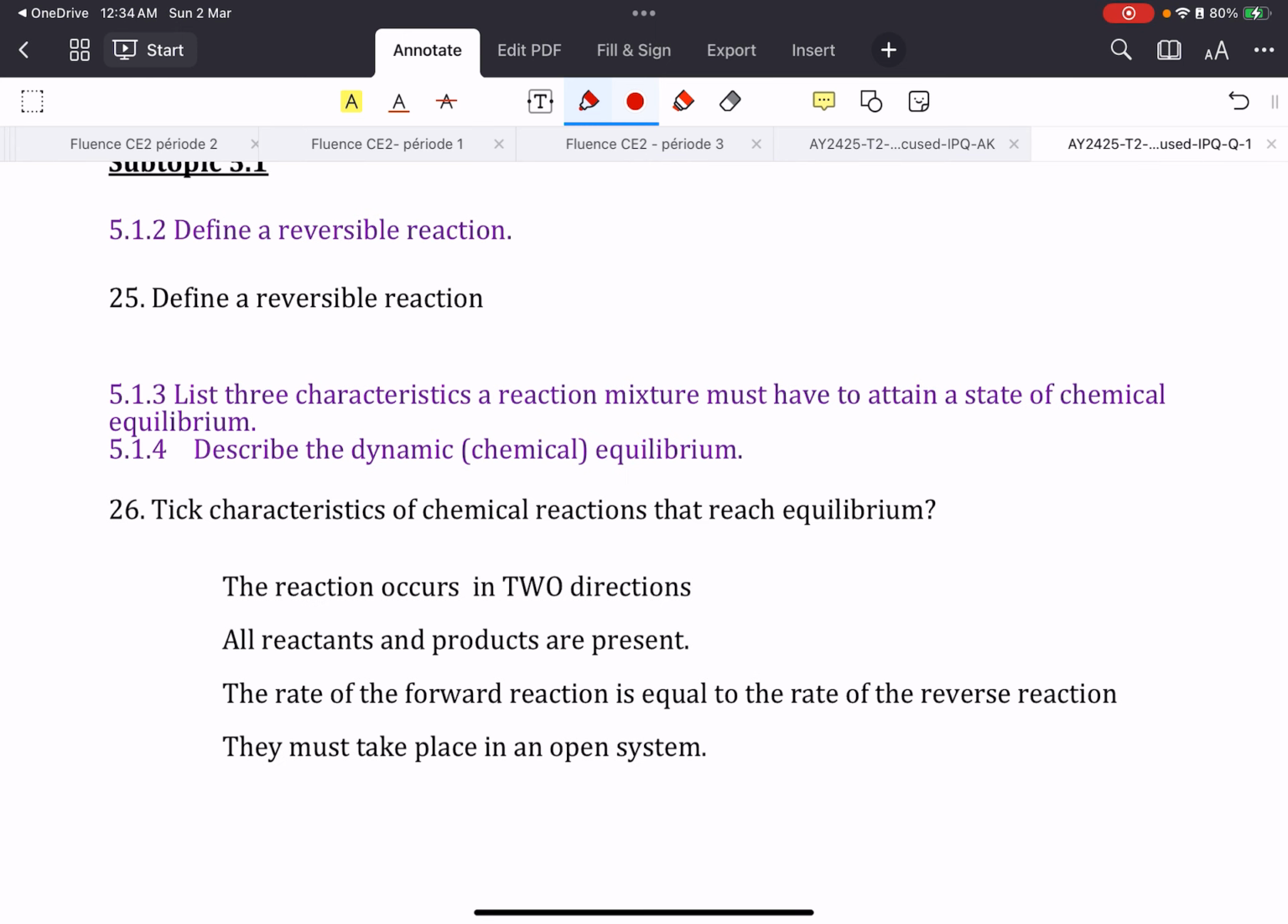Okay, now topic 5. Define a reversible reaction. A reversible reaction is a reaction that can go in both directions. It's a reaction written with this symbol.